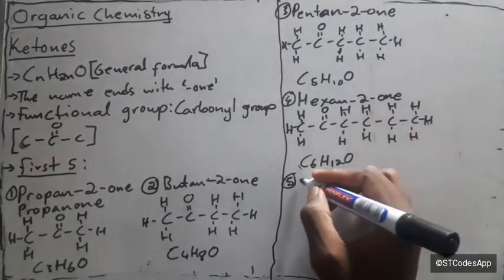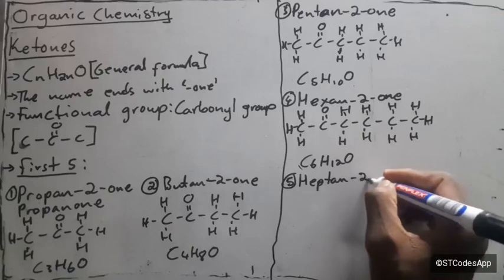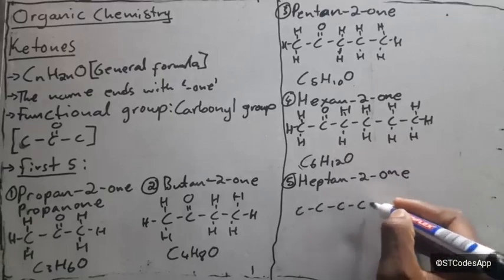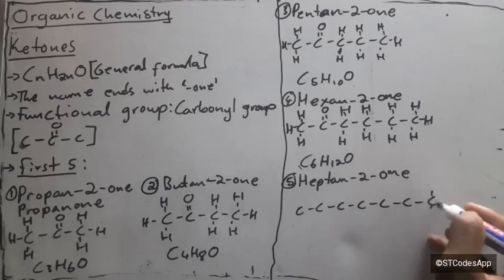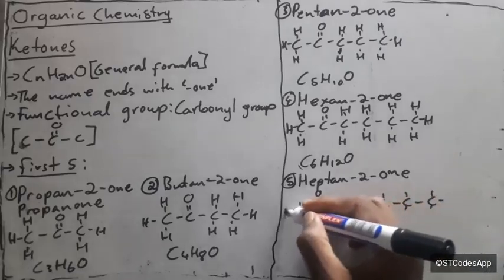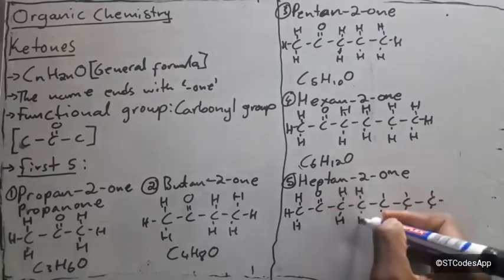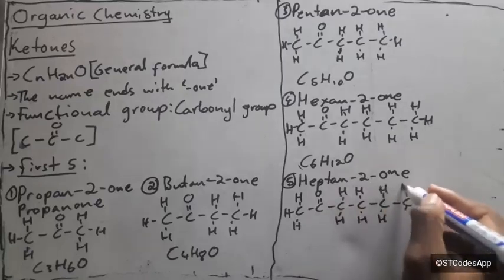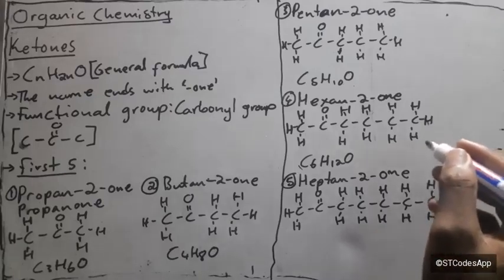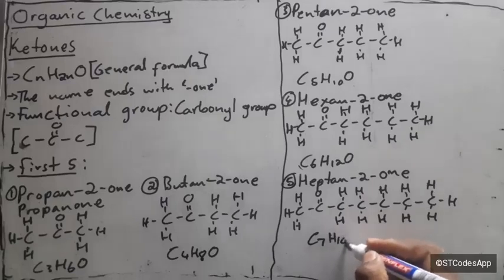Okay, moving to the fifth one. It's gonna be heptane 2, 1. 1 2 3 4 5 6 and 7. Double bond O. There. And it's gonna be C7H14 and an O. There.